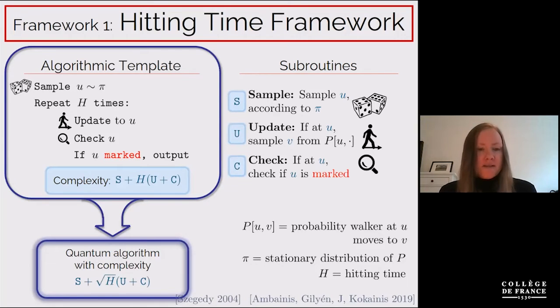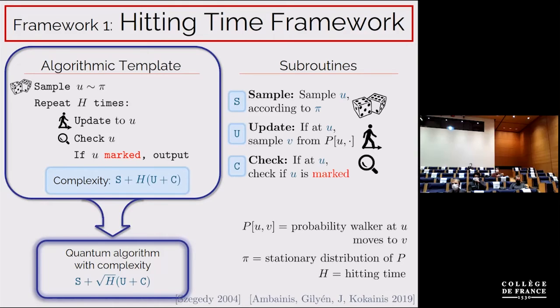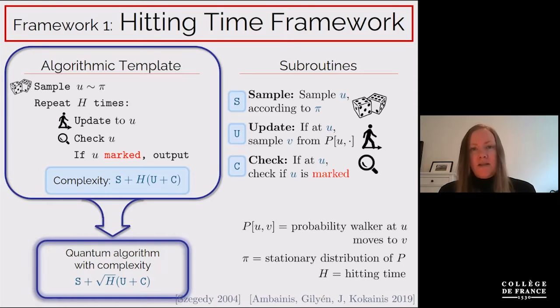I mentioned that this is a generalization of amplitude amplification, and that's because if the random walk is on a complete graph, so every vertex is connected to every other vertex, then each step of the walk is just sampling a uniform random vertex. So the update and sampling steps are the same. In that case, it's not difficult to see that the hitting time is about 1 over epsilon, where epsilon is the probability a sample vertex is marked.